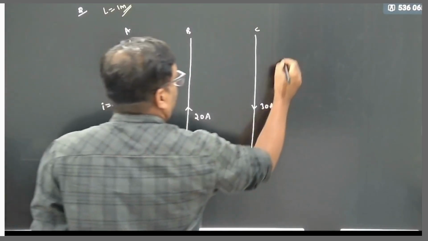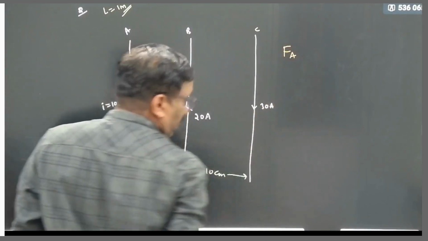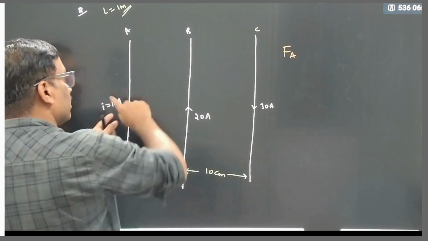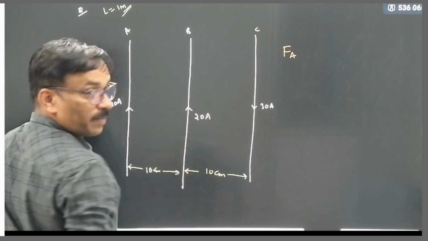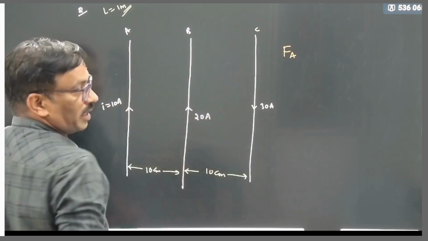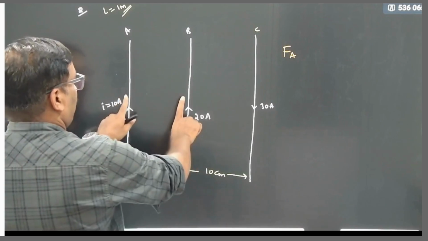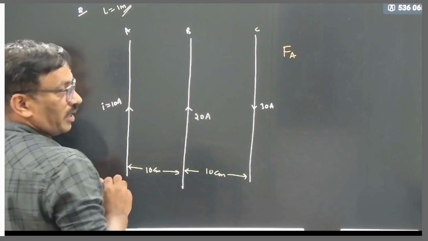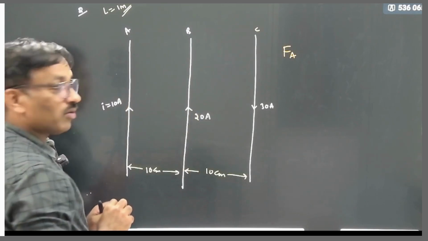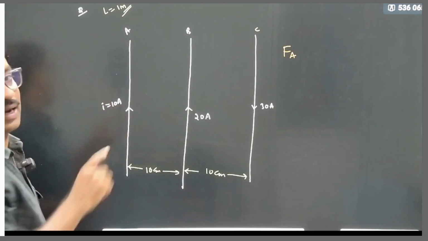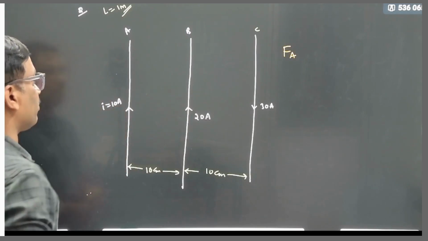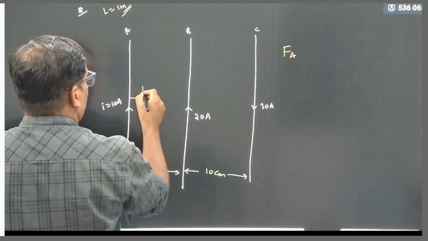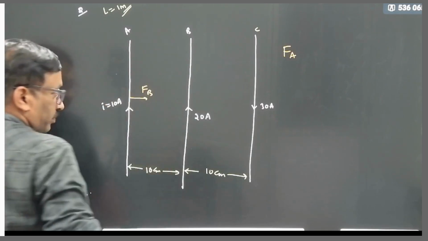Force acting on A. Let us see. You try to say what is the force acting on A due to B and due to C. Now you see, these two are parallel current carrying conductors, so due to B, they will attract each other. Attract means that because of B, it is going to experience a force, that is force due to B.